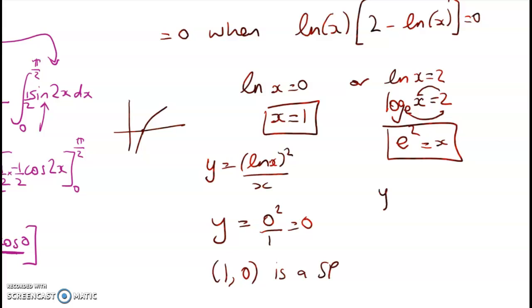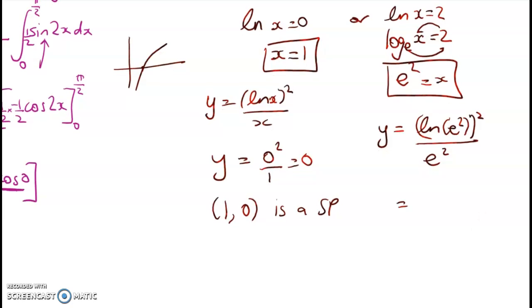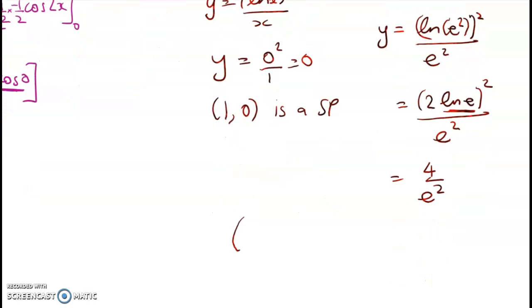And here we're going to have y is equal to the natural log of e squared, over e squared. Now the natural log of e squared we can rewrite as 2 times the natural log of e, over e squared. The natural log of e is just 1, so we have 2 over e squared. So my second stationary point is e squared and 2 over e squared. And we were asked for exact values, so you will get no credit for shoving that into your calculator.